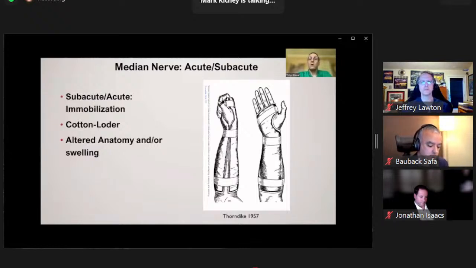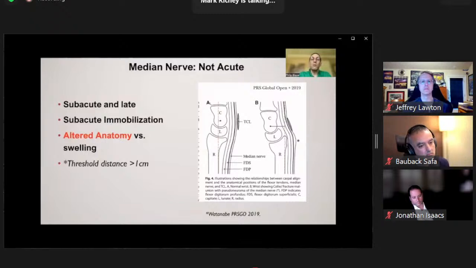But I think in the acute and subacute time period, the question really becomes how much of the dysfunction is altered anatomy versus the swelling that is associated with the fracture and its treatment. As we move more towards the less acute time phase from the subacute into the late time period, and again, reminding us that immobilization in the subacute time period can have a role. As we get into the late time, more than 3 months, clearly immobilization is most likely not used at all. We really are reminded that it's really the altered anatomy and no longer the swelling that is implicated here.